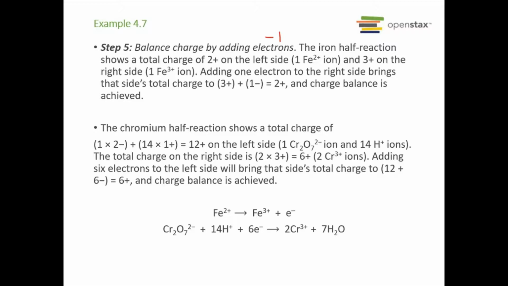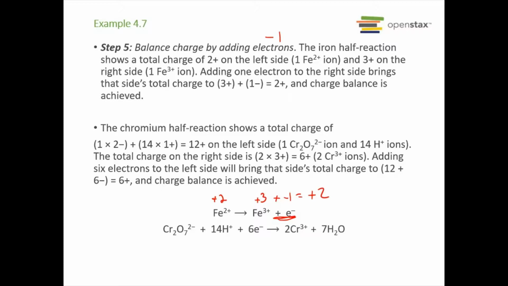So, like we said, with the iron, I had +2 on the left and +3 on the right. So if I add 1 electron to the right side, so now I have +3 plus a -1, that gives me +2. So my charges are equal now on the reactant and the product side.